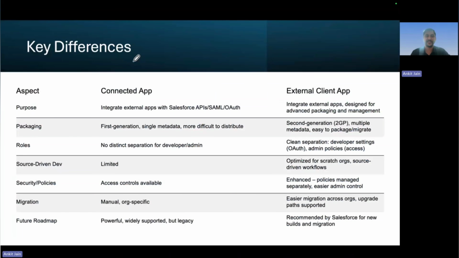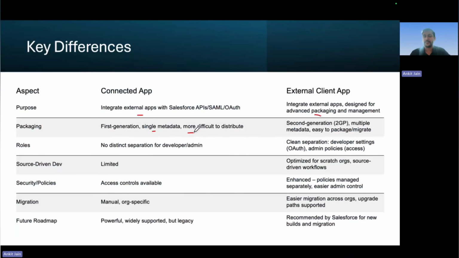These are the key differences that you should remember with respect to the connected app and the external client app. The purpose here is to connect the external applications with the Salesforce. Here again, the purpose is the same, but it is solving the specific challenge that we have with the connected app, that is the packaging and the management. It is good for one generation packaging or in case you are looking for the single metadata, right? However, you have to always remember that it is always difficult to distribute whenever you talk about the connected app.